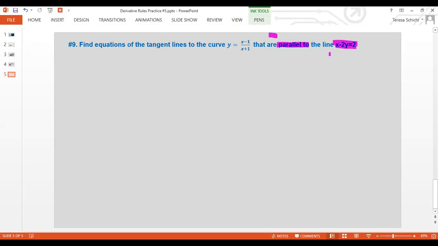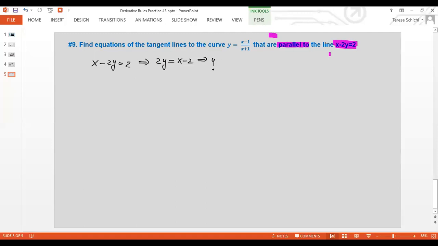We know parallel lines, so what is their slope relation? Their slopes will be the same, right? So now let's take a look at this given line. What is its slope? The given line is x minus 2y equals 2, right? If I change it to slope-intercept form, I get 2y equals x minus 2, right?